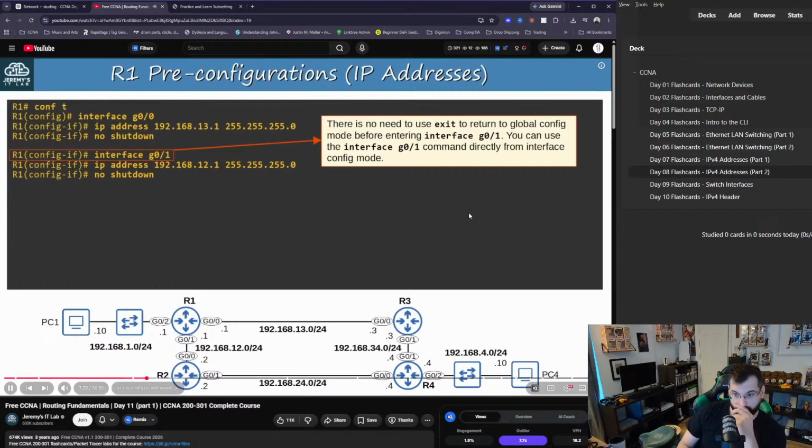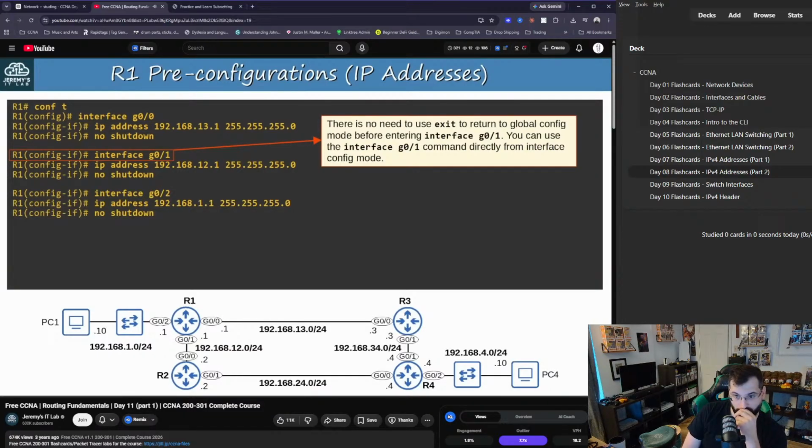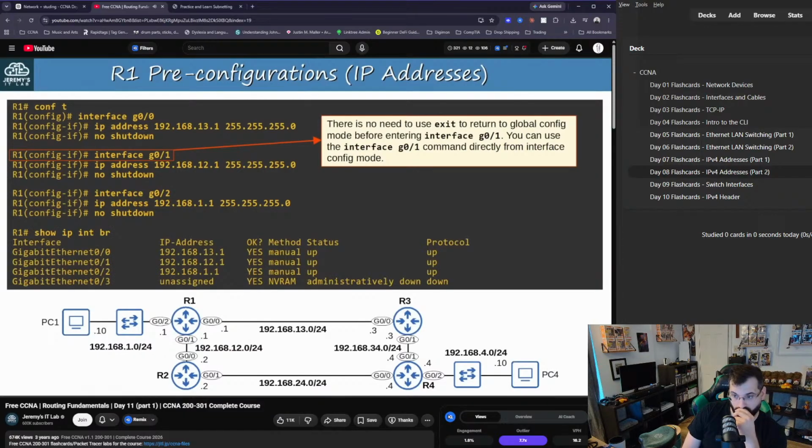No need to use exit to return to global config mode before entering interface G0/1. You can use the interface G0/1 command directly from interface config mode. I then configured G0/2 as well. To confirm, I used show ip interface brief, and you can see the IP addresses I just configured. Sometimes he says do show ip interface brief, and sometimes he just does show. And I don't know what the difference is between that.